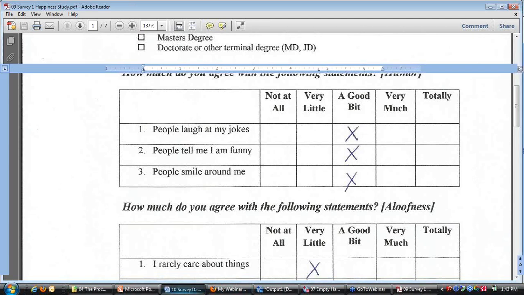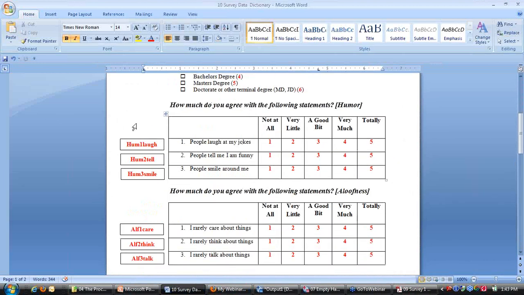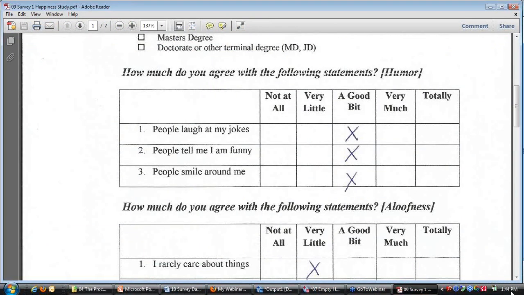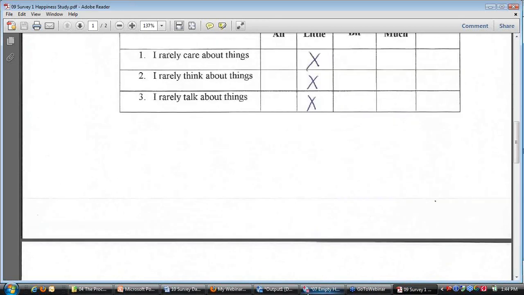So if we look here, we have our humor, 1, 2, 3, and we have our numbers. So a good bit is 3. So for this case, 1, 2, and 3 is 3, 3, 3. So go back to back here, and it becomes 3, 3, 3. Right? So we'll do that really fast for the rest of them because I think people are getting the hang of it, right? So the next is 2, 2, 2.